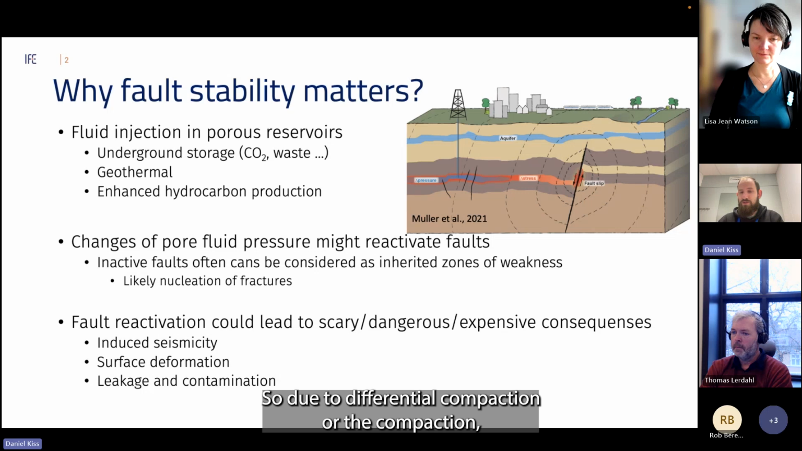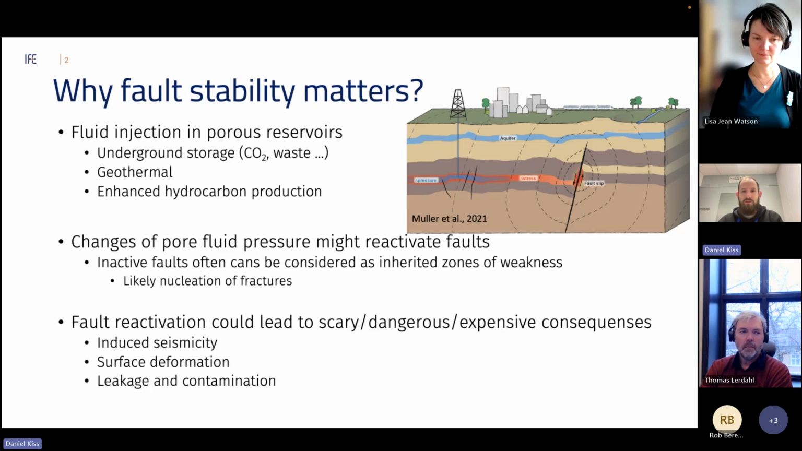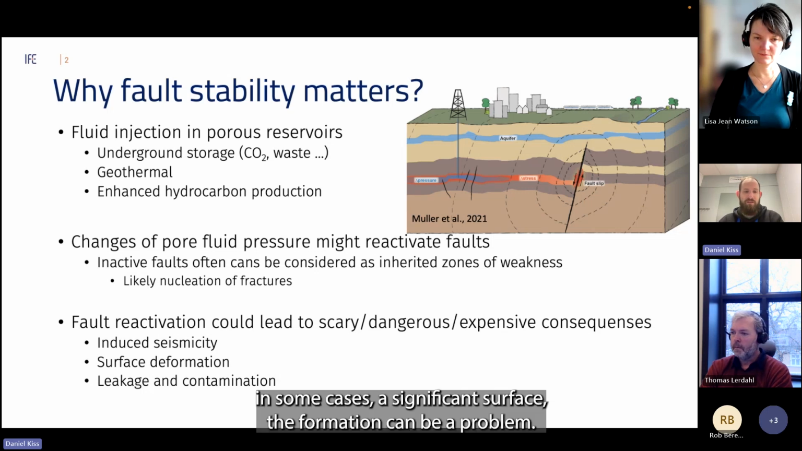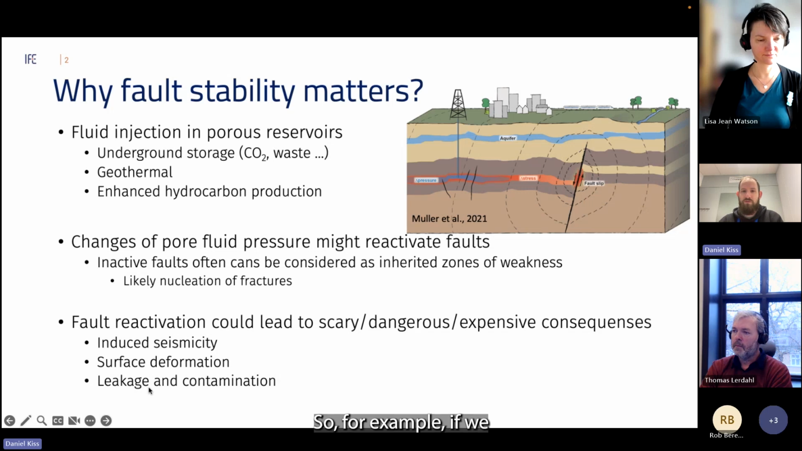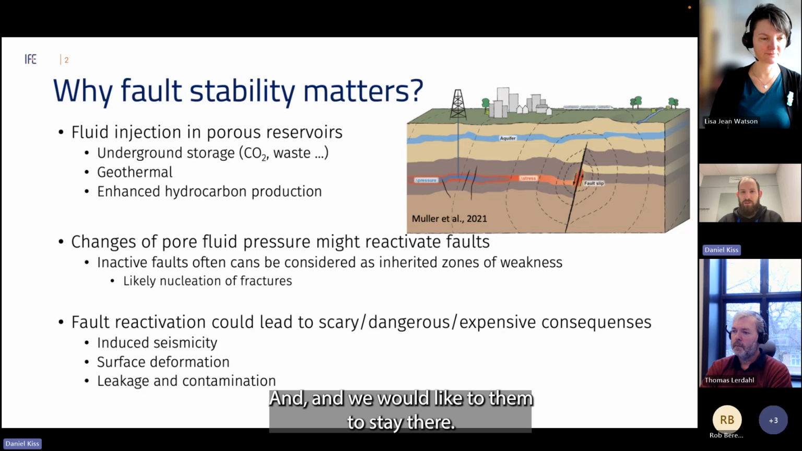So due to differential compaction or decompaction, in some cases, a significant surface deformation can be a problem. And we should always be wary of leakage and contamination. So, for example, if we want to store waste products, we would like to keep them at the designated storage formation, and we would like them to stay there.